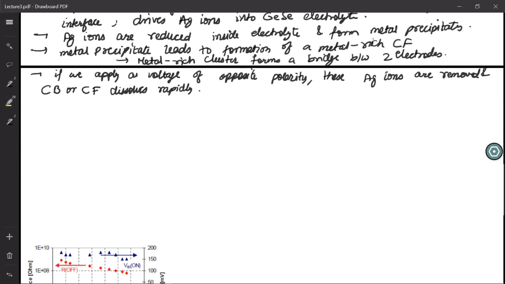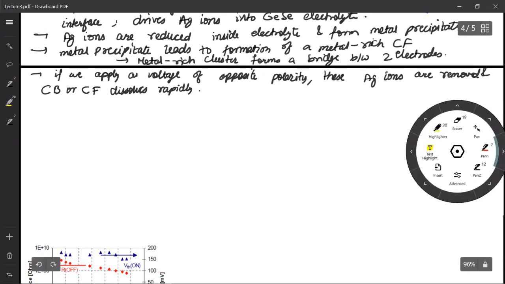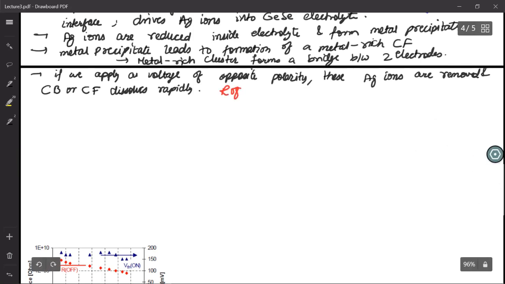Now, what are the typical ranges of ROFF and RON here? So let me write that. Your ROFF can be very high. It can be between 10 to 100 gigaohms. And what about the RON? RON here can also be really high. It can be from 0.1 to 1 megaohms.